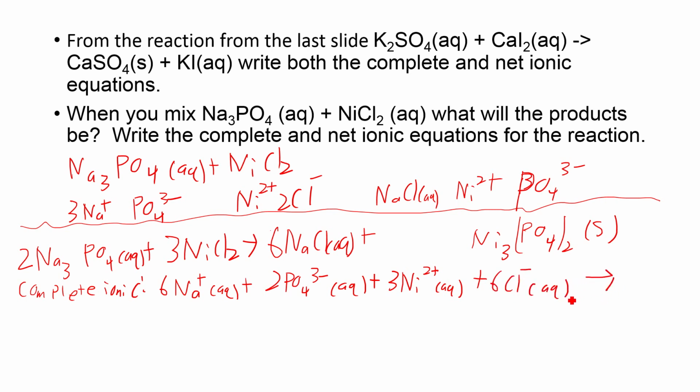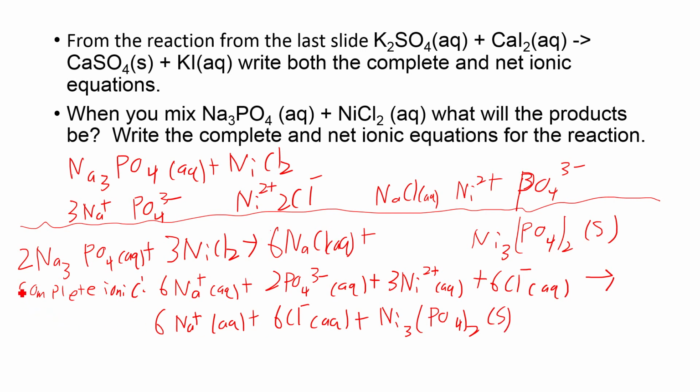And now we're going to make our reaction. So what does it actually turn into? Well, we will again have 6 sodiums because the sodium chloride is going to dissolve. We'll also have the 6 Cl minuses. But our nickel 2 phosphate, it's not going to dissolve, so we'll just have Ni3, and then PO4, parentheses with a 2, and that'll be solid now. So that's our complete ionic equation.